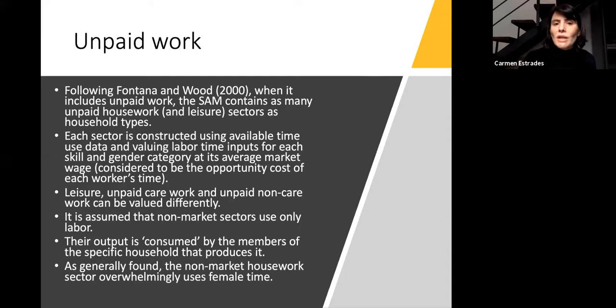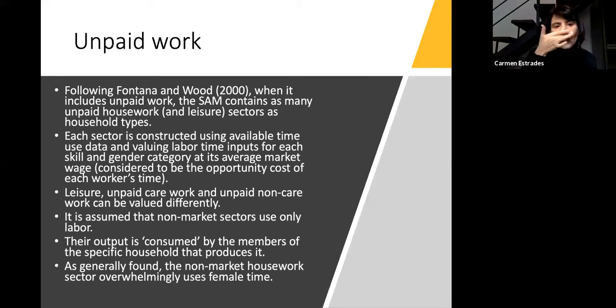And of course, we have different valuation methods. The approach by Fontana and Wood was to consider the average market wage, which is the opportunity cost for the workers' time. I can mention this now, I will mention it later as well. When we consider care separately from other unpaid housework, the approach usually is to value unpaid care not as the opportunity cost, but as the substitution cost. So how much would it cost to hire somebody to do this work. And for leisure, yes, it's more an opportunity cost.